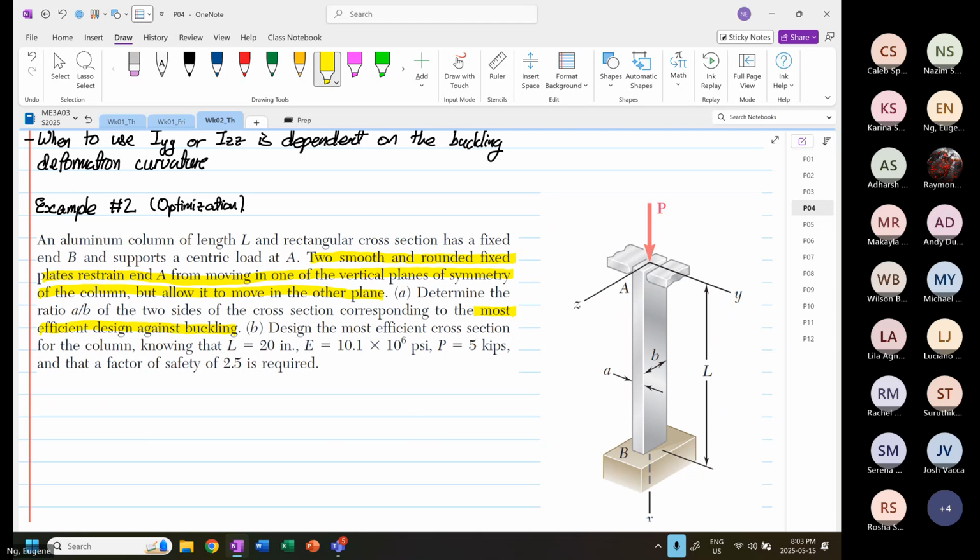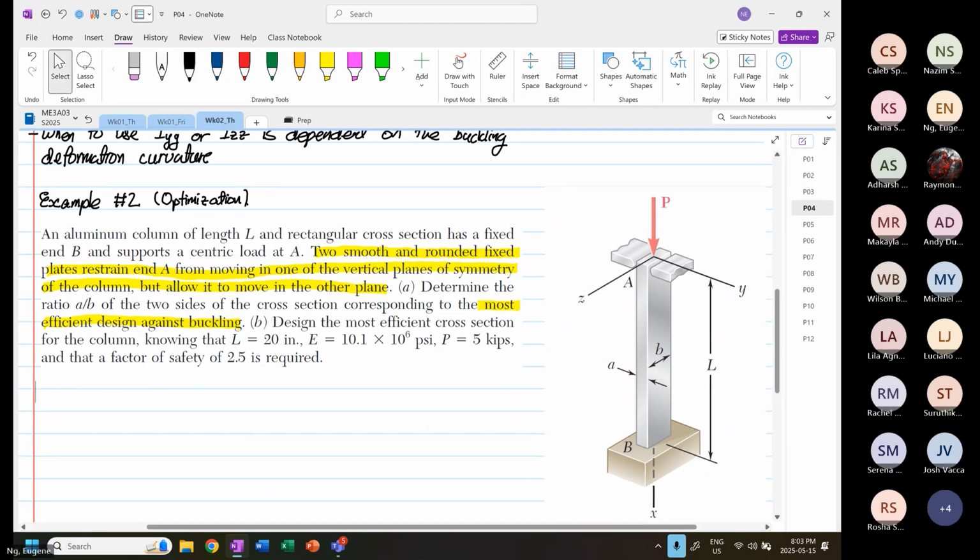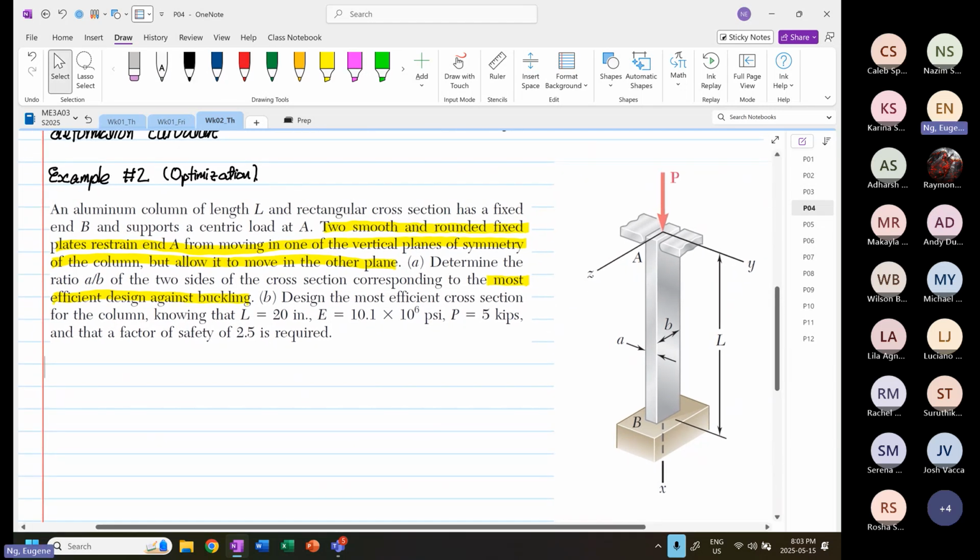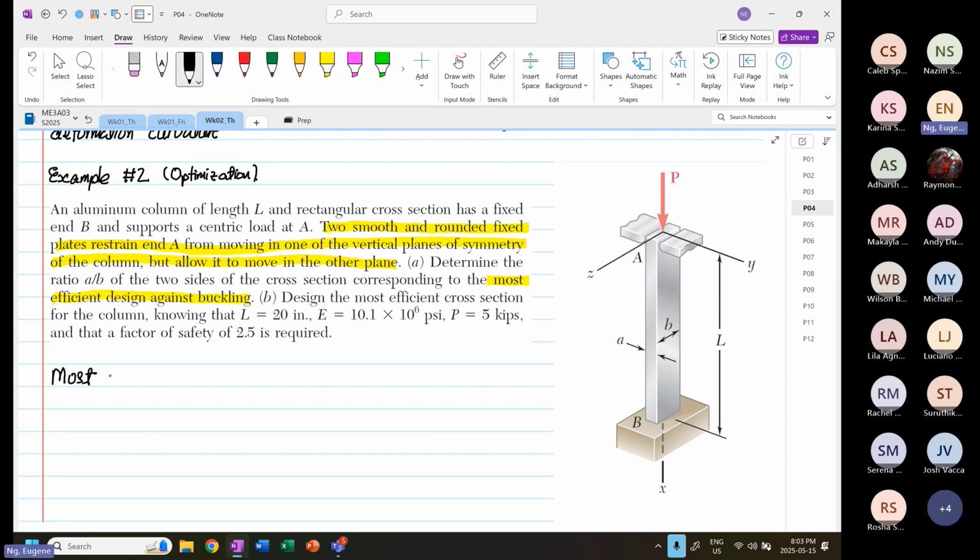Okay. So the thing that now comes to our mind is the most efficient design against the buckling. Okay. What do we mean by most efficient design?